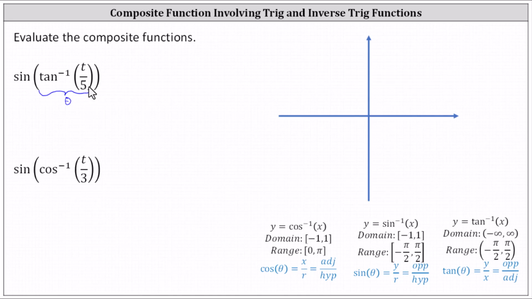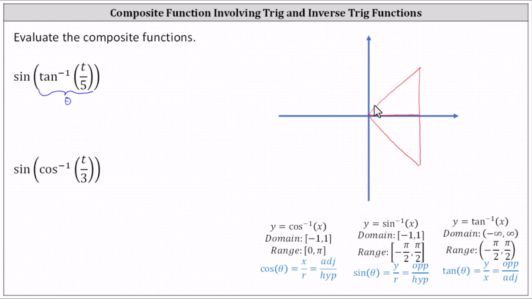However, we don't know whether t is positive or negative, and recall that the output of the inverse tangent function is the open interval from negative pi divided by 2 to pi divided by 2, which indicates we don't know whether the angle theta terminates in the first quadrant or the fourth quadrant. Let's go ahead and sketch a reference triangle in the first as well as the fourth quadrant.